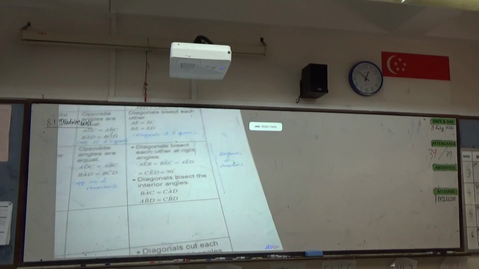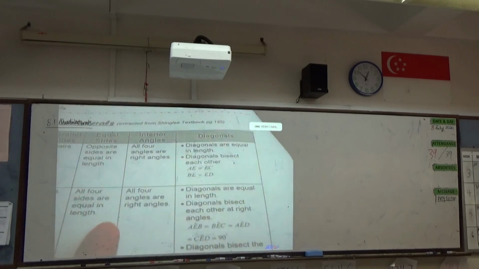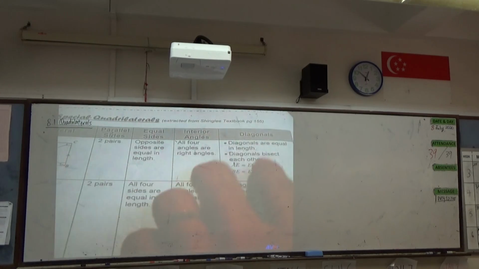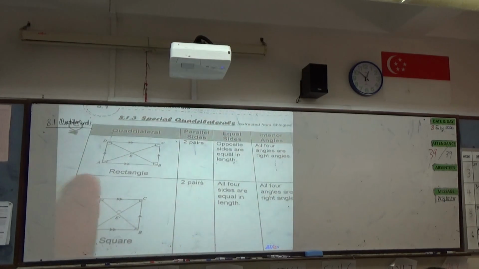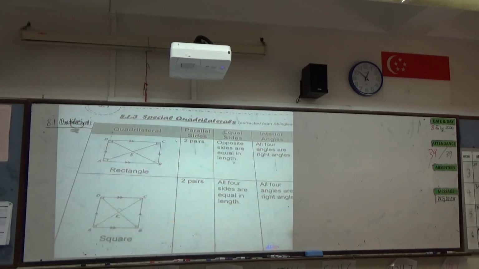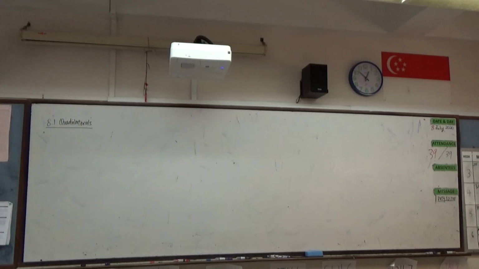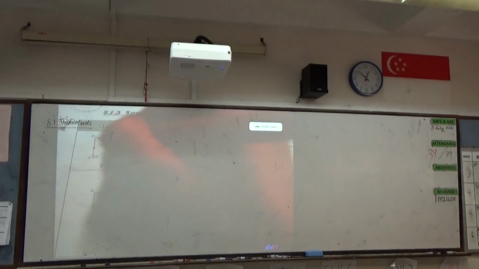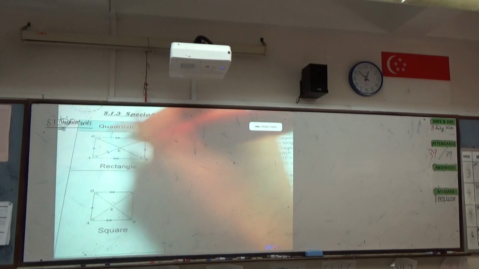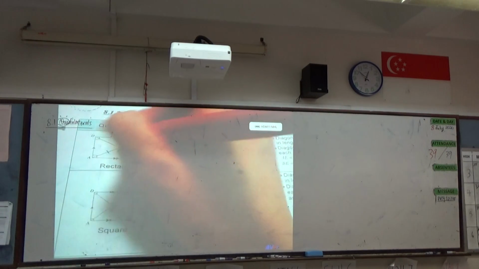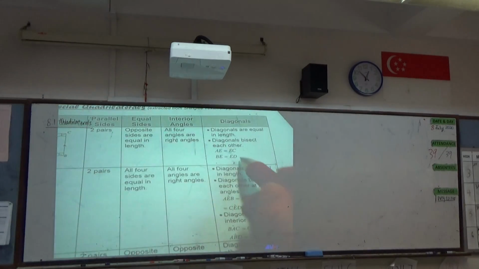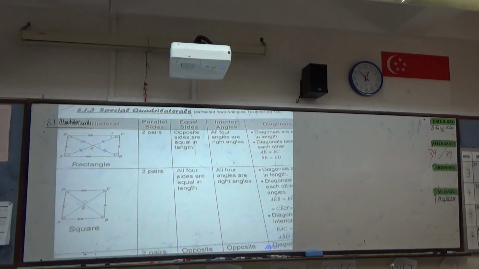Alright, next one. Okay, let's go back to rectangles. So for rectangles, surely we know all four angles are right angles. Okay, diagonals are going to be equal in length. So only in a rectangle and a square are the diagonals equal in length. The diagonals bisect each other, meaning that the length AE over here is the same length as EC. DE over here is equal to BE. So it's written in words over here already. So it's a matter of translating here.